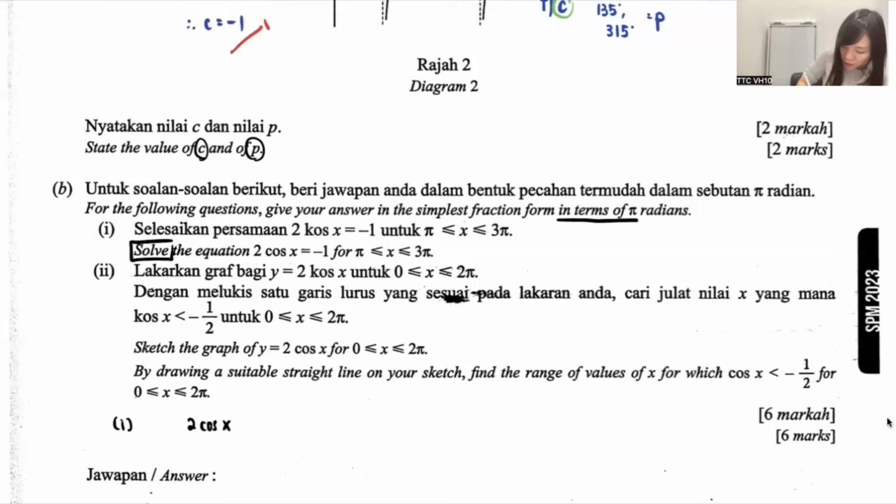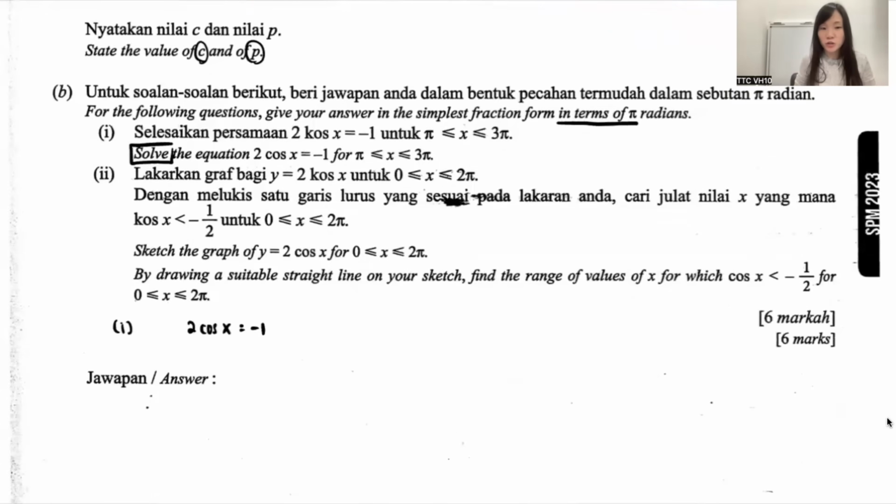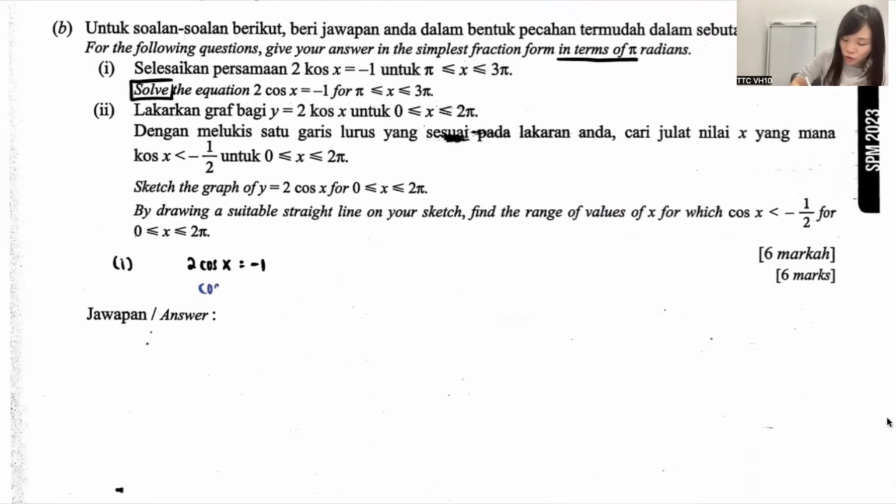2 cos x equivalent to -1. The answer must be from pi until 3 pi. Okay, let's try to do it. So the moment you guys see this, I think all of you guys know how to do. First, move away the 2. After that, just cos, move it over, shift cos. Remember, shift cos, never press the negative, only press the number itself. Do you guys get 60 degrees?